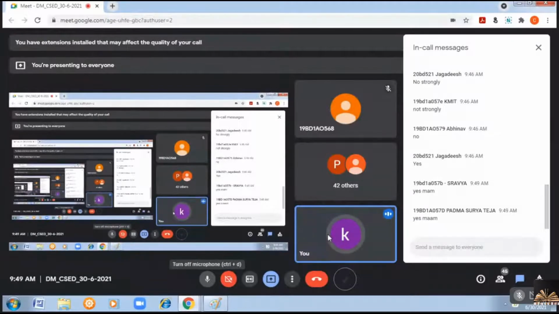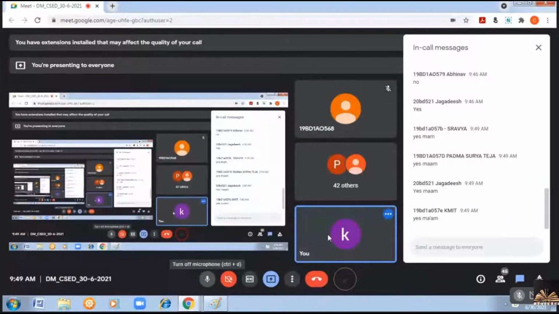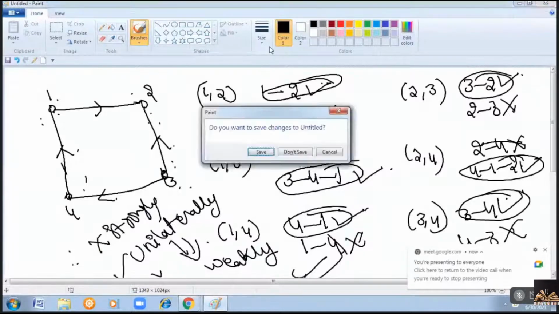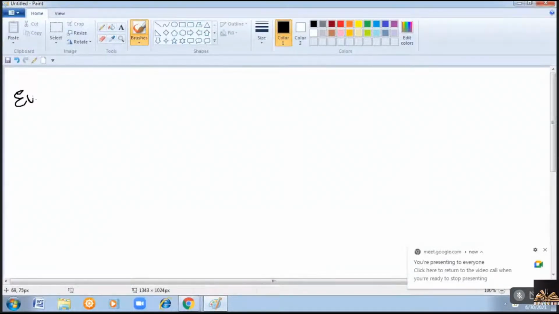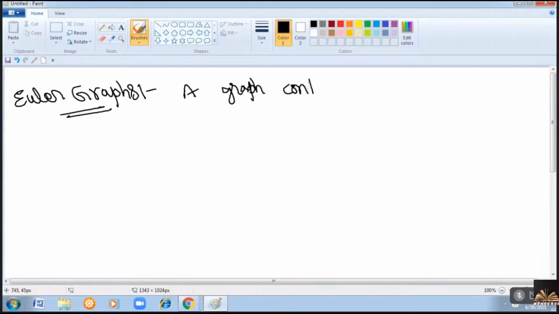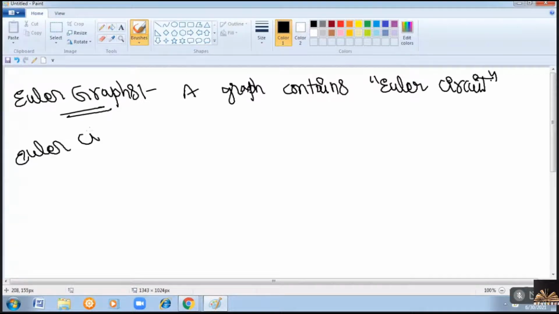Next concept is Euler graphs. Euler graph means a graph which contains an Euler circuit. So we should know what an Euler circuit is.